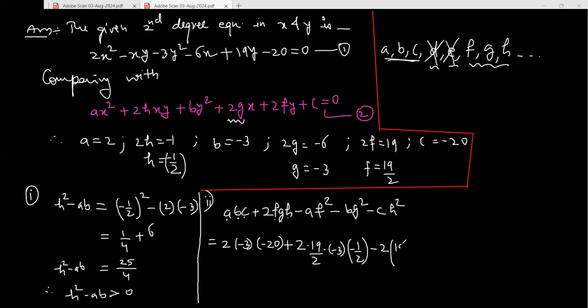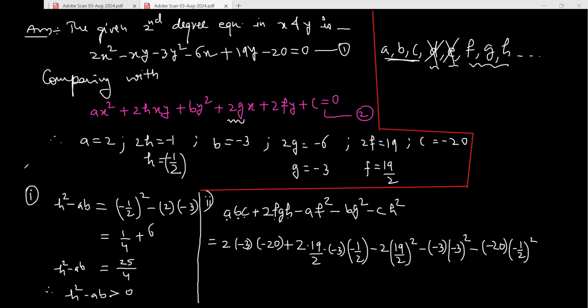F is 19 by 2 square, minus BG square. What is B? Negative 3. Minus of negative 3. See, after minus I have negative 3, so I'm putting that in a bracket. So BG square, G is minus 3 square, minus CH square. What is C? C is minus 20, so minus of minus 20, CH square. What is H? H is minus half, so minus 1 by 2 square.